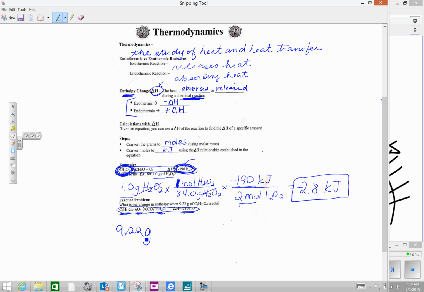I do not know what's going wrong with my pen all of a sudden. C6H12O6. I wonder why it's doing that. All right. Hopefully it won't be too messy.